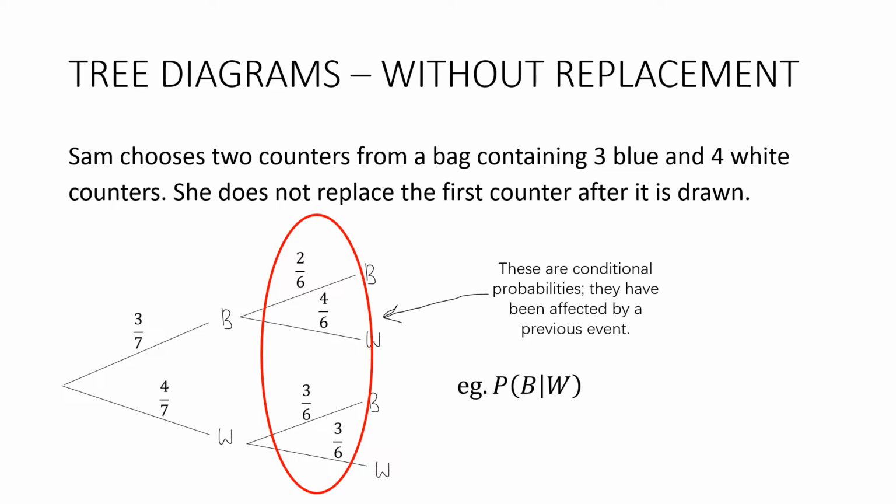Here's the probability that white is drawn on the second go given blue was drawn first. Let's have a look at a question. Find the probability that blue is drawn given white was drawn first. Where is that, do you think? White was drawn first. Here it is here. So the probability of blue given white was drawn first will be 3/6.